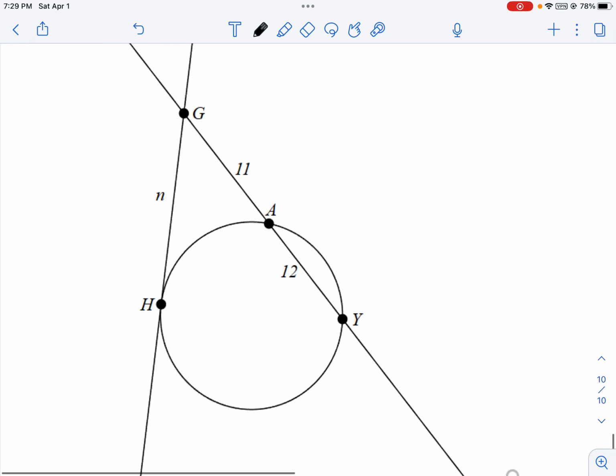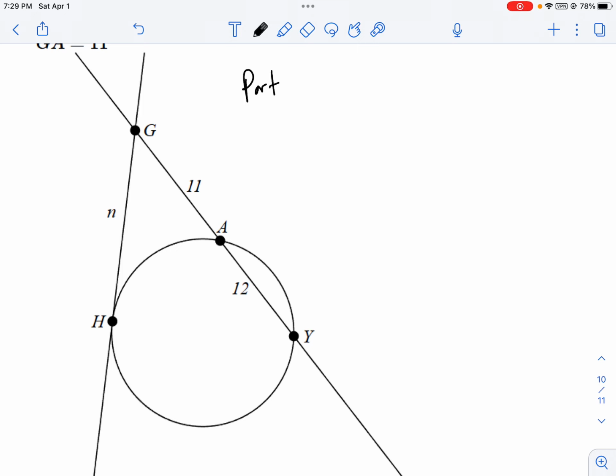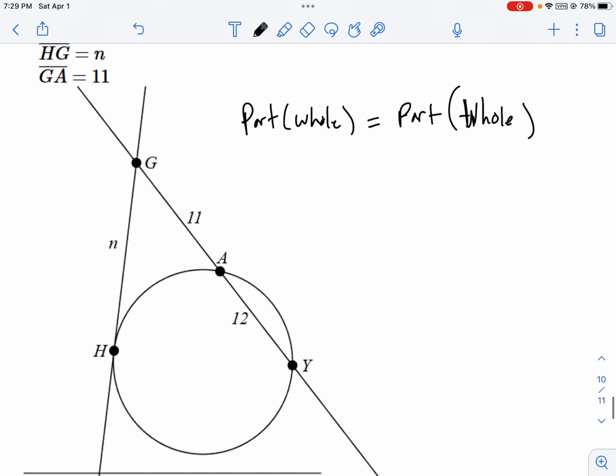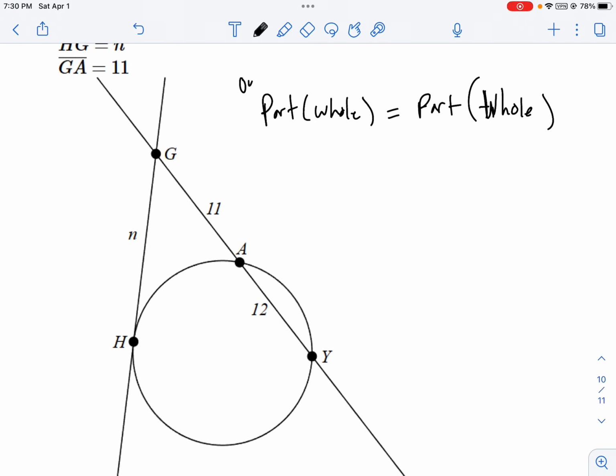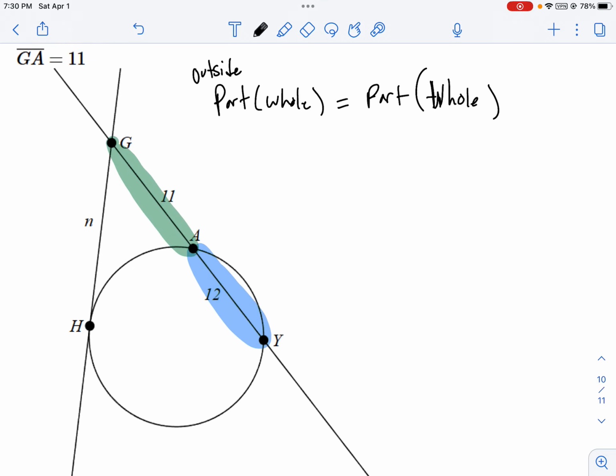Now how this relationship works is it essentially is part times the whole equals part times the whole. Okay, now specifically, if we want to be a little more specific with that part, it's going to be the outside portion, and that's going to be of the same line, right? So for example, if we're looking at here, we have two portions of this line. We have until we hit the first intersection, and we have between the first and second intersection of your secant line. So what this would look like is the outside of the circle portion, which is going to be 11, times the whole portion.